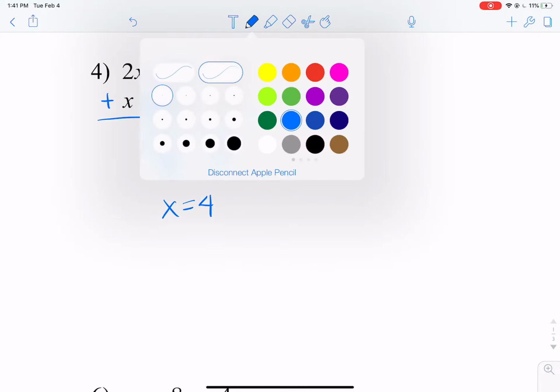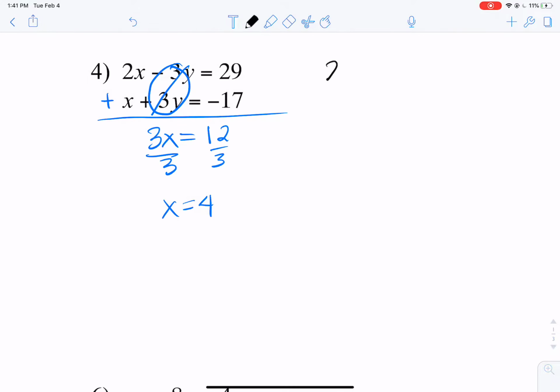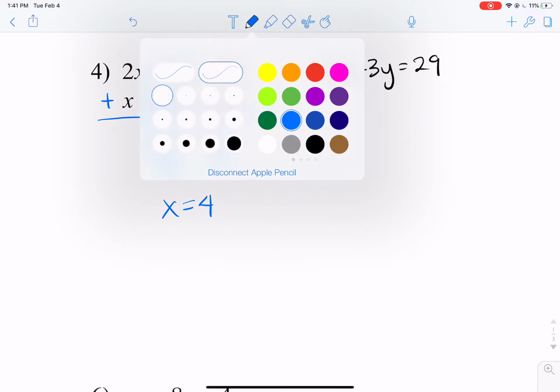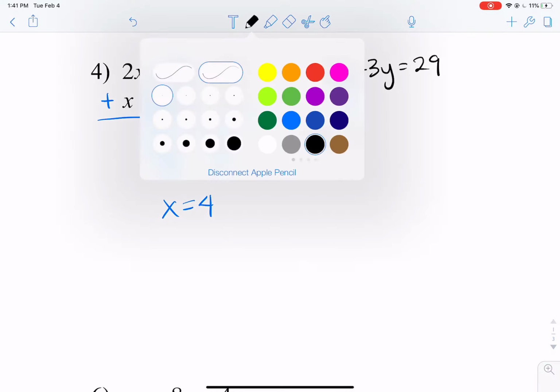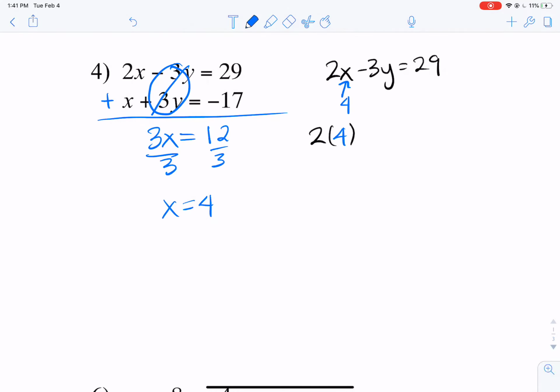Now again, I usually like picking the top one, so I'm going to continue with that. And this time, I'm replacing the x value with the number 4. So it's 2 times that x value of 4 minus 3y is equal to 29. So 8 minus 3y is equal to 29.